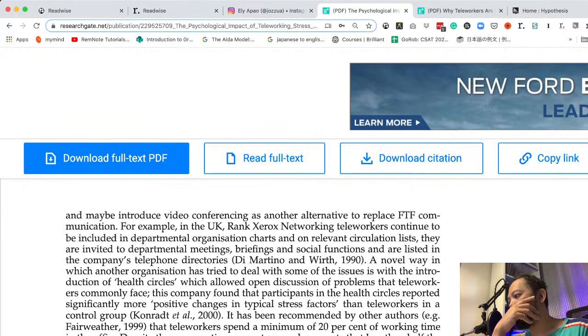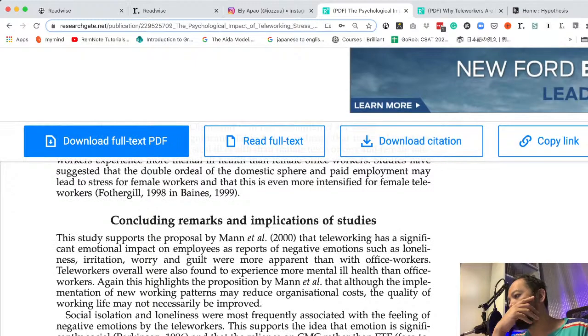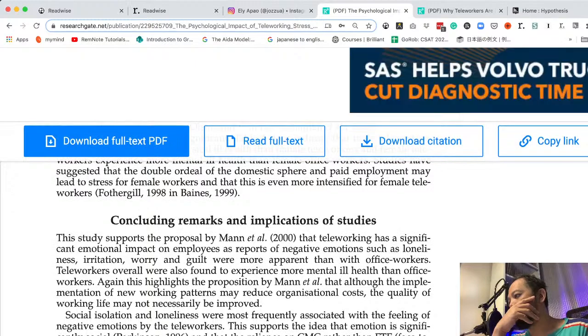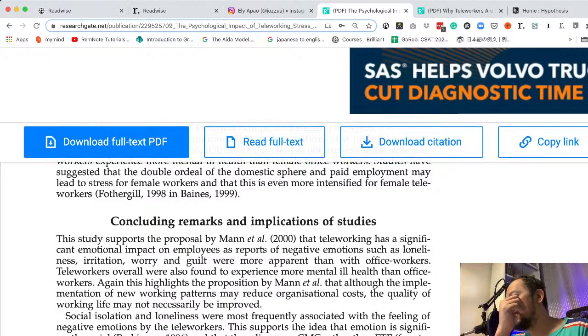What are your findings? It supports the proposed development that it develops a significant emotional response, as well as negative emotions, so they were more apparent than office workers. The workers overall are found to experience more mental ill health. Really? What does this study say about teleworking and mental health?